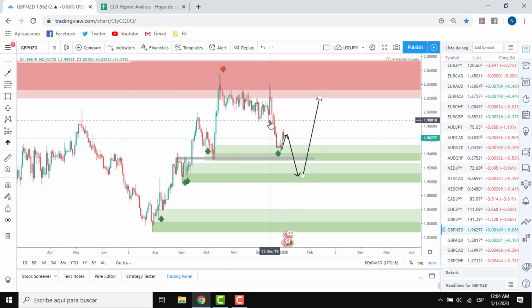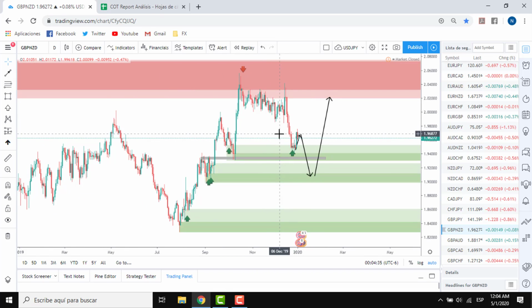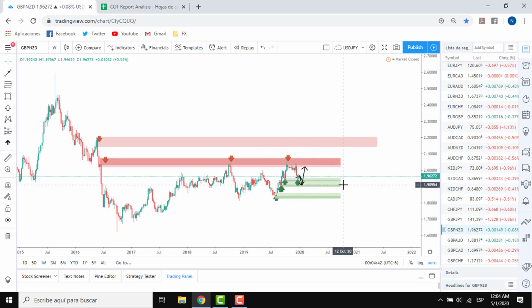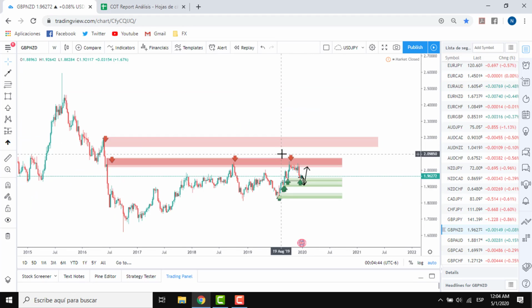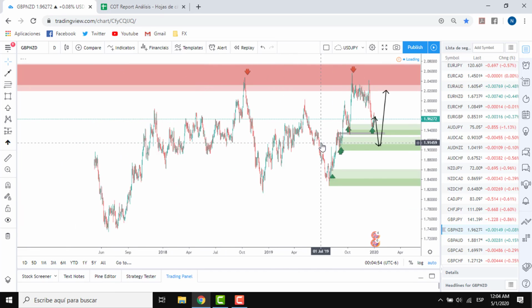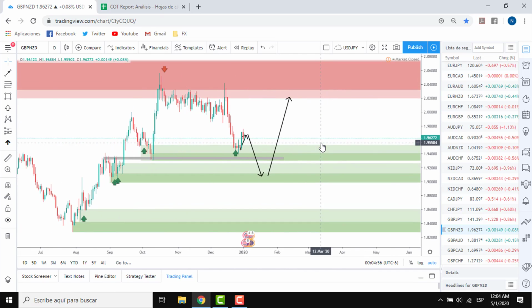I believe that in the long term, British pound still has more space to rally. We have more supply zones up there, and this is the direction of the price in the long term. Okay, so this is the last one.